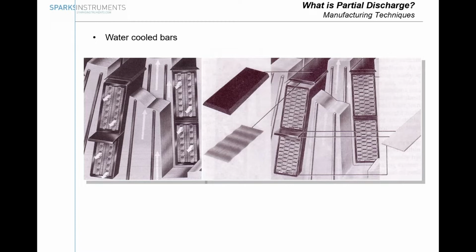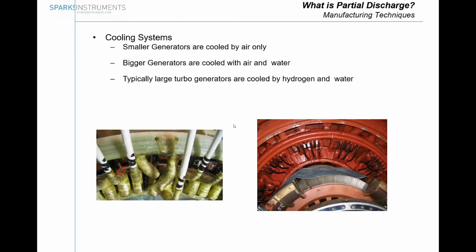For larger machines, we might have water cooling. This means we have little tubes inside our bars, which transport the cooling water from outside to inside the machine, and then back outside for cooling. When we look at the machine, we can see these water pipes. We can also have hydrogen-cooled machines for very large machines, in order to increase the cooling efficiency. So we can have air-cooled, hydrogen-cooled, water-cooled machines, or water and hydrogen-cooled together.